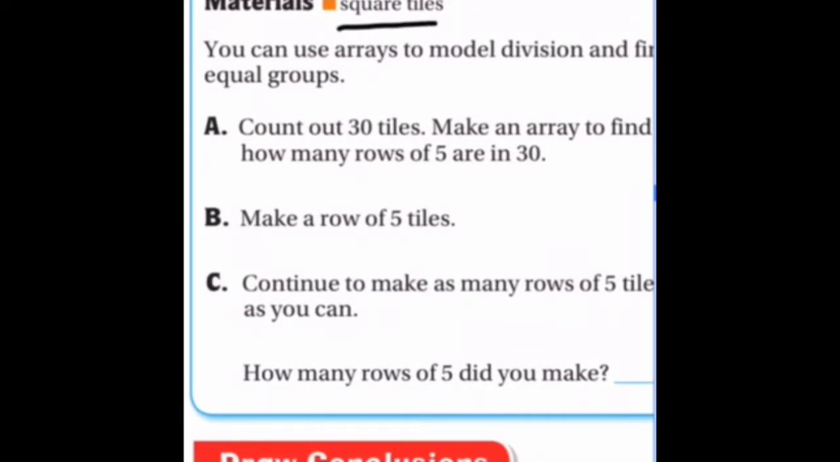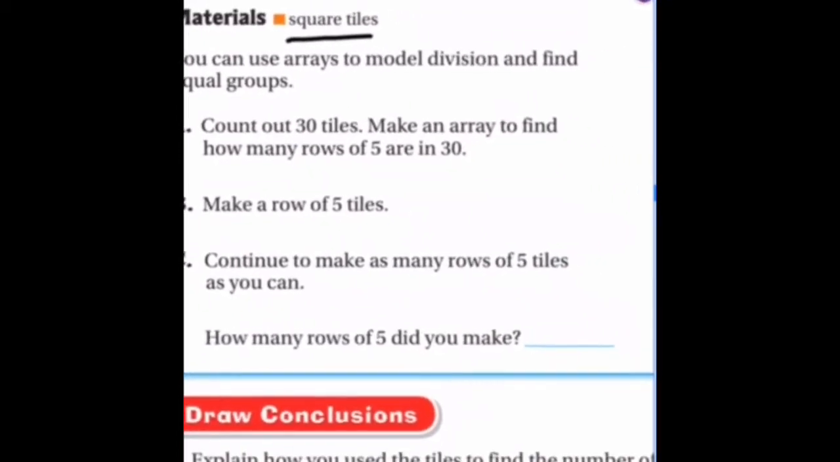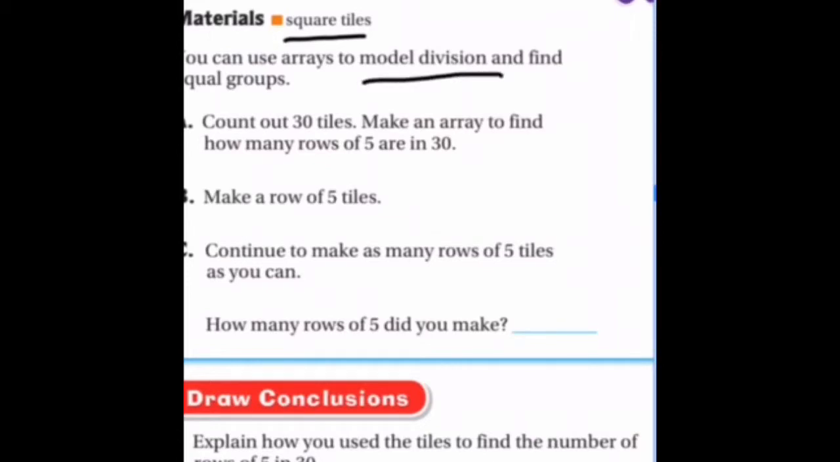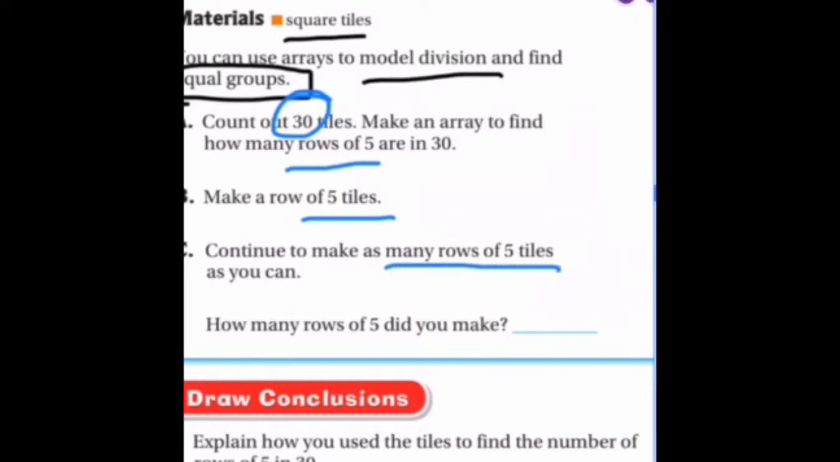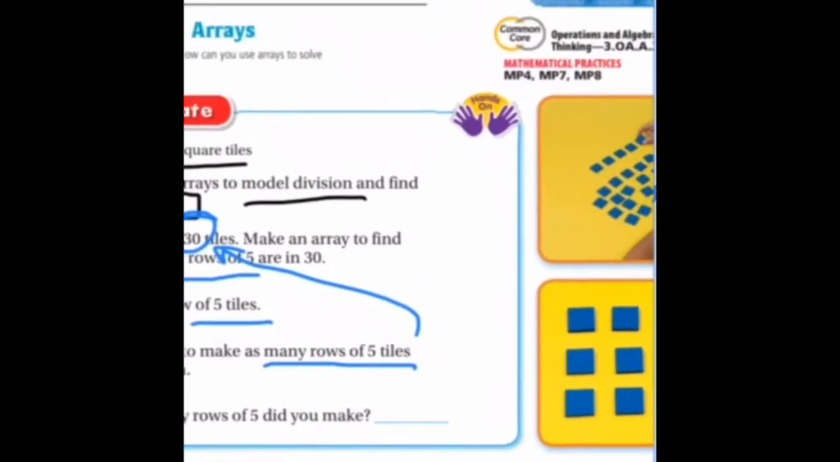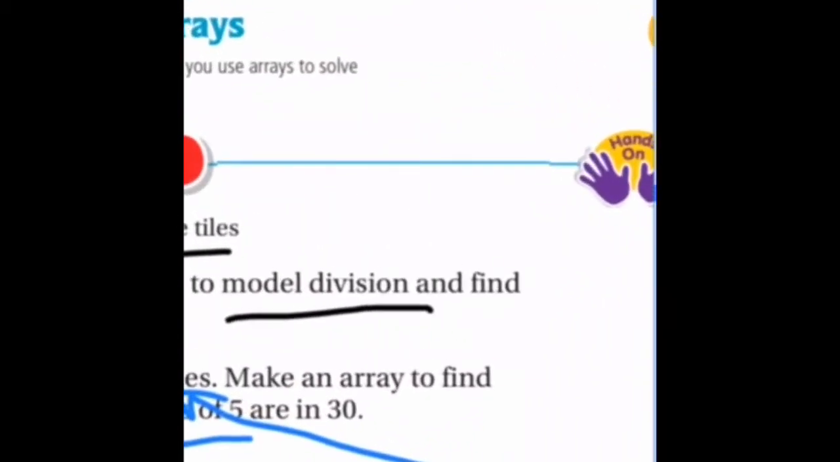We're going to use square tiles. It says you can use arrays to model division and find equal groups. I want to count out 30 tiles and make an array to find how many rows of 5 there are in 30. So we would make a row of 5 tiles and continue to make as many rows of 5 tiles as we can until we get to that magic number of 30. So I'll do that up here in my workspace right here.